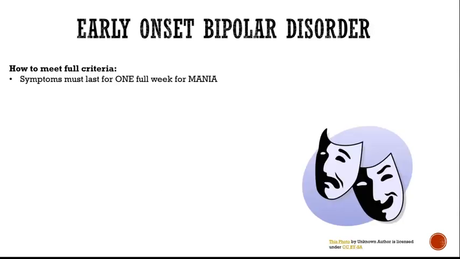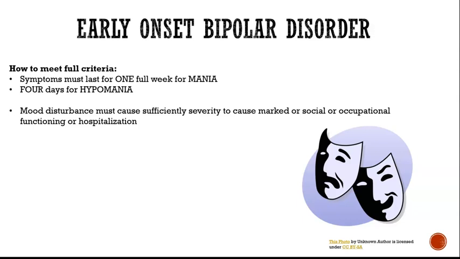So to meet full criteria, symptoms must last for 1 full week for mania, and for hypomania, 4 days. And mood disturbances must be of sufficient severity to cause marked impairment in social or occupational functioning, or hospitalization. So if they've been put in the hospital because this child is so uncontrollable, excuse me, y'all, I have been sick, so I apologize. If they're in the hospital, that is a clear indicator something's going on, and that child might get diagnosed and not overdiagnosed with bipolar.